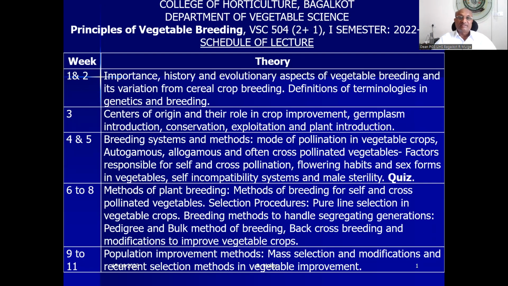Then in the fourth and fifth week, you're going to learn about breeding systems and methods, mode of pollination in vegetable crops, autogamous, allogamous, and often cross-pollinated vegetables, factors responsible for self and cross-pollination, flowering habits and sex forms in vegetables, self-incompatibility systems, and male sterility, which prevail in vegetable crops.